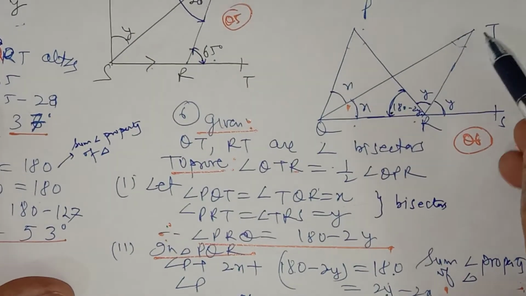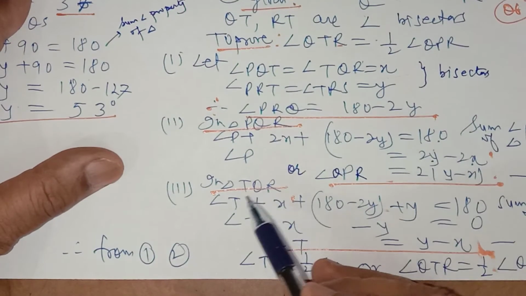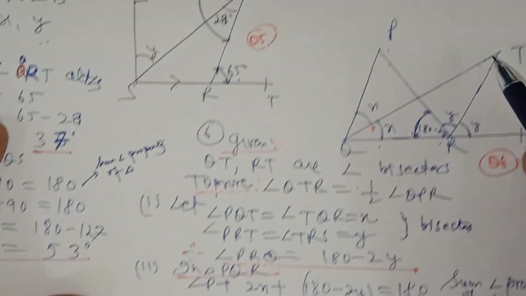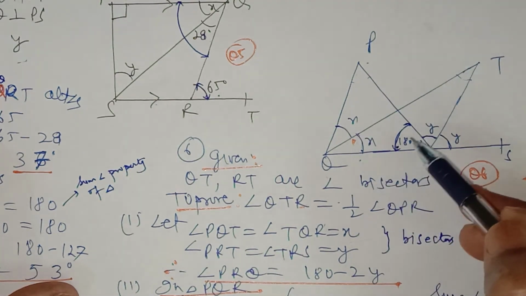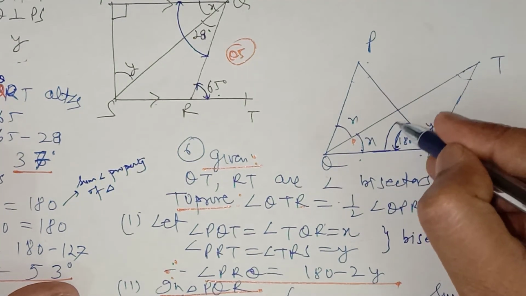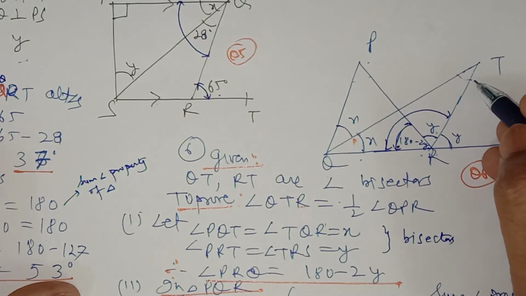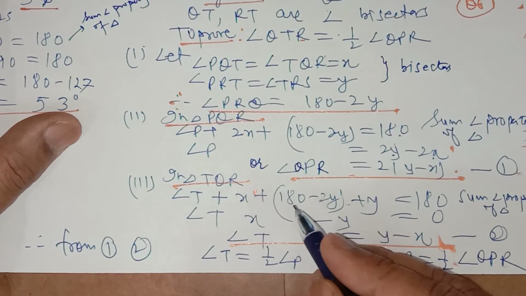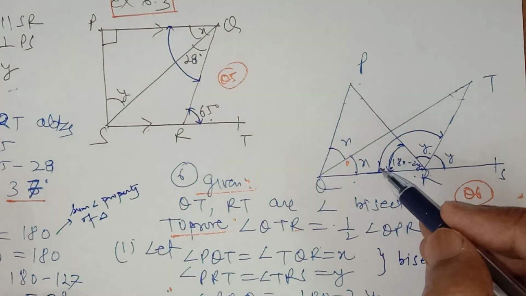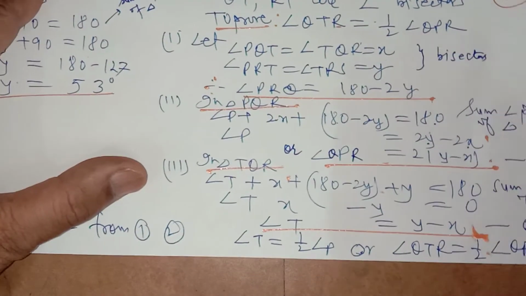Now comes triangle TQR. In this triangle you are taking, you have to mention it here. TQR, angle T plus angle x plus this whole angle, that is 180 minus 2y plus y, plus angle T is equal to 180 degrees. See it very carefully. Angle T plus x plus 180 minus 2y plus y is equal to 180 degrees. Now find the angle T from here.